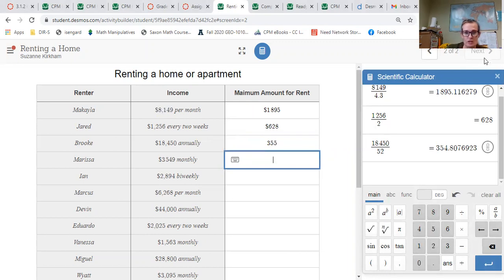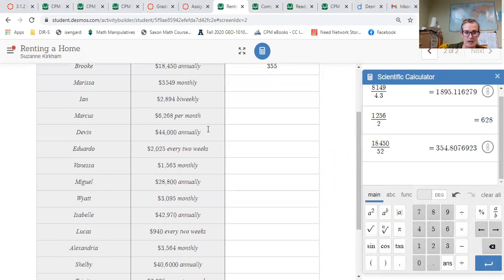Okay, so that should get you guys going. If it's monthly, you divide by 4.3. If it's bi-weekly, that means every other week, so divide it by 2. Per month is divided by 4.3. Annually, you divide by 52. Every 2 weeks, you divide by 2.